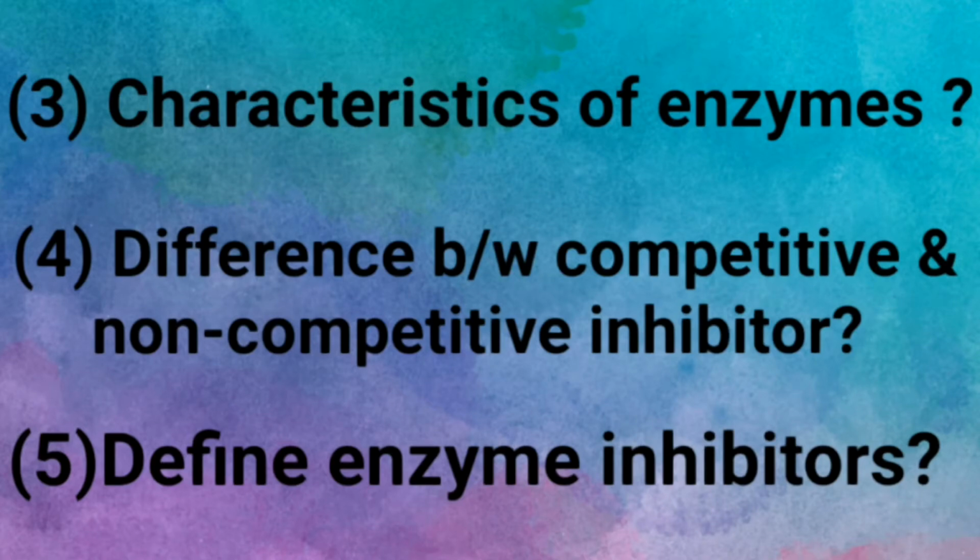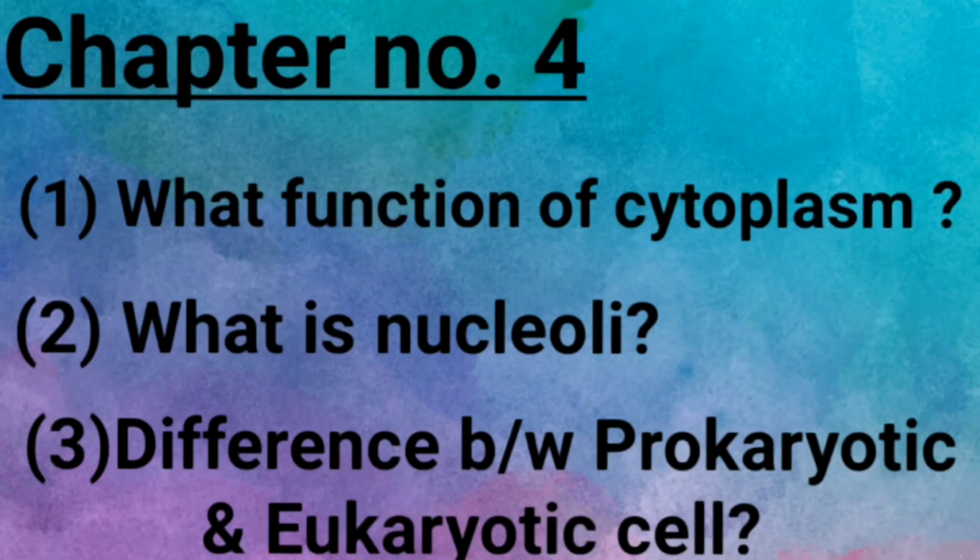Now the fifth is define enzyme inhibitors. Mention the definition along with the example, as example is necessary in all questions. Now let's move towards chapter number 4. The first important question is, what is the function of cytoplasm?